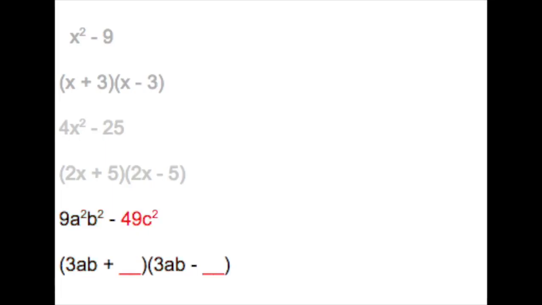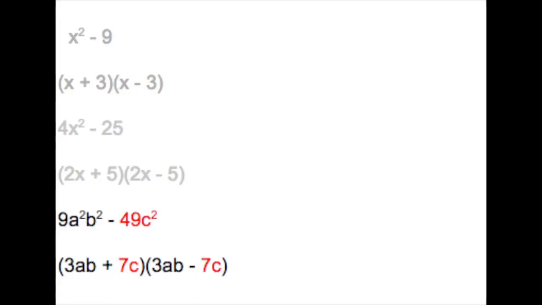And our second term in each factor is the square root of 49c squared, which is 7c, because 7c times 7c is 49c squared. So we have our two factors, 3ab plus 7c and 3ab minus 7c.